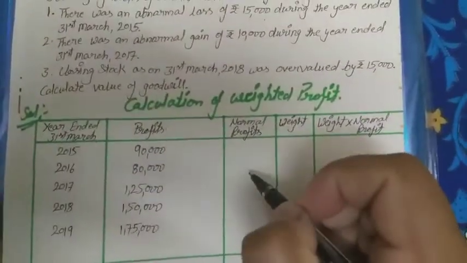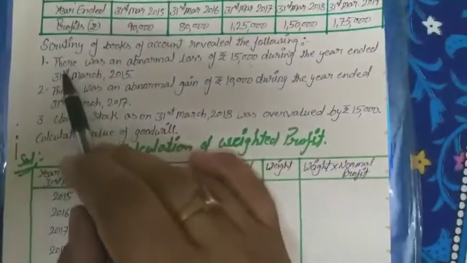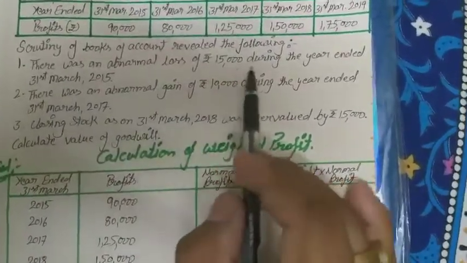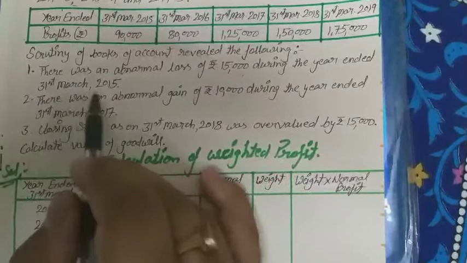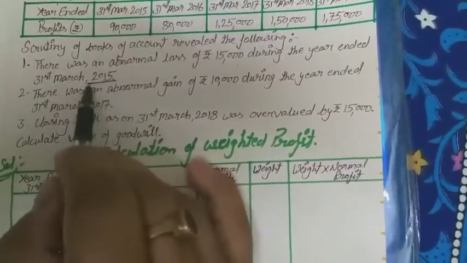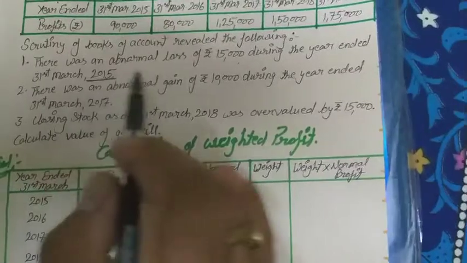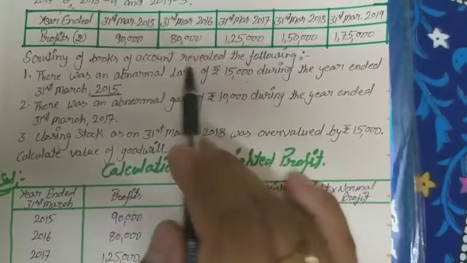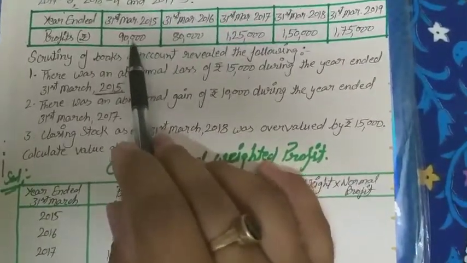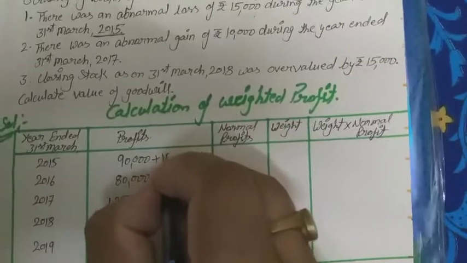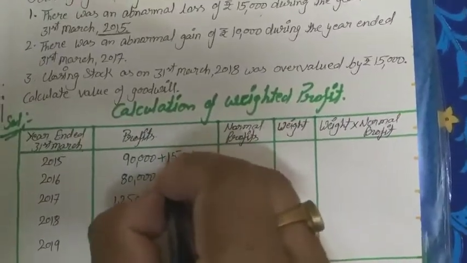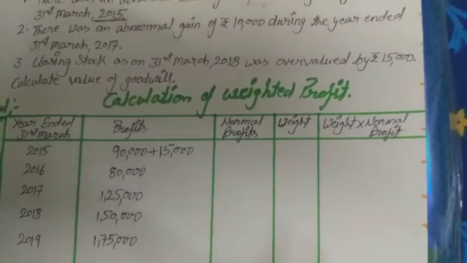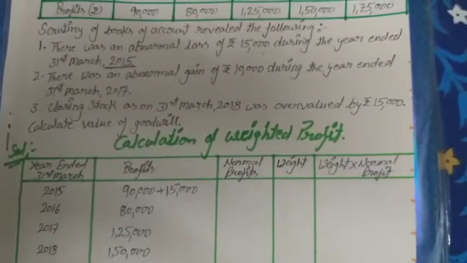Then we will calculate the normal profit. So in the first adjustment, there was an abnormal loss of rupees 15,000 during the year ended 31st March 2015. In the year ended 31st March 2015, 15,000 rupees of abnormal loss was already treated. So it means again we have to add it to this profit, by which the profit was reduced. Now once again we have to add this to increase our profit by rupees 15,000.